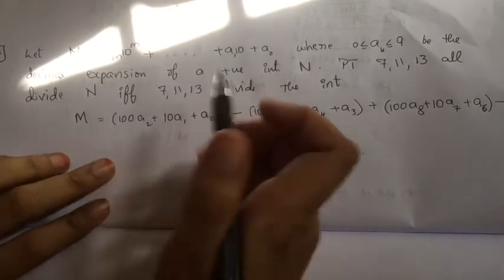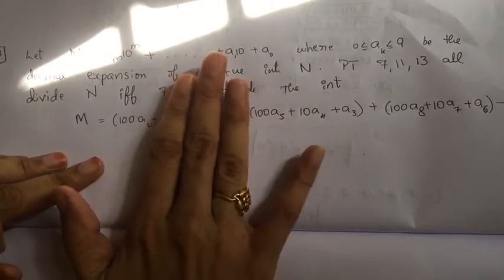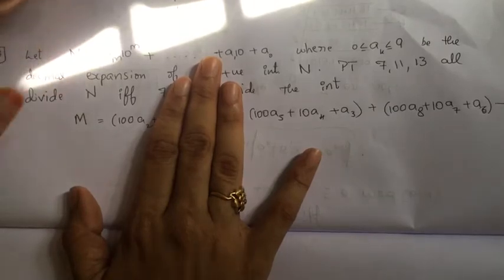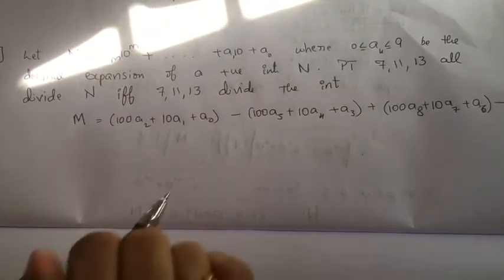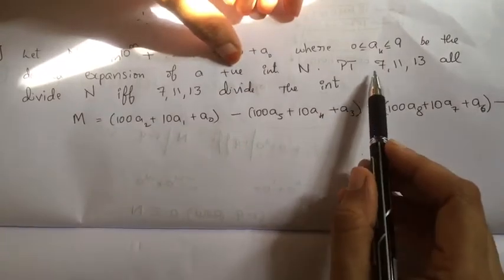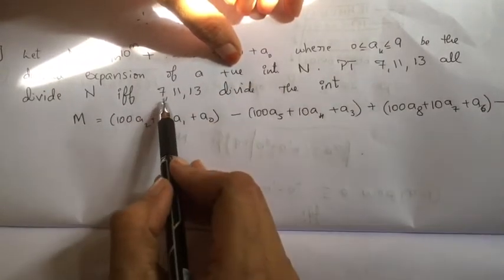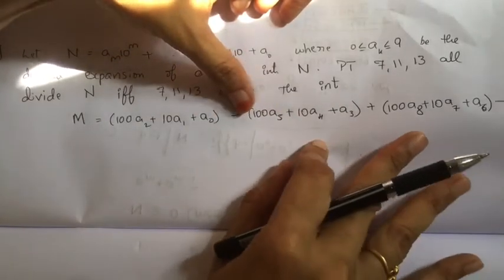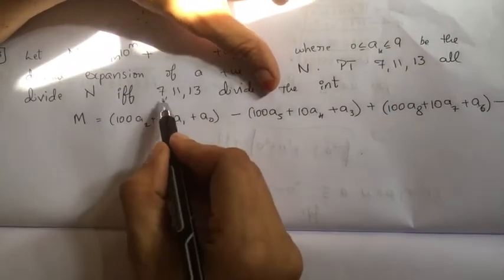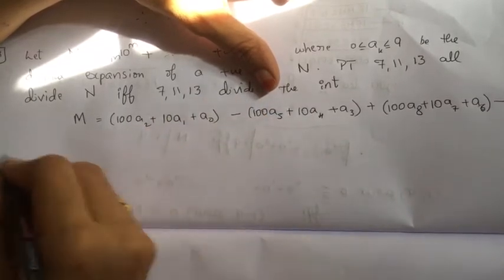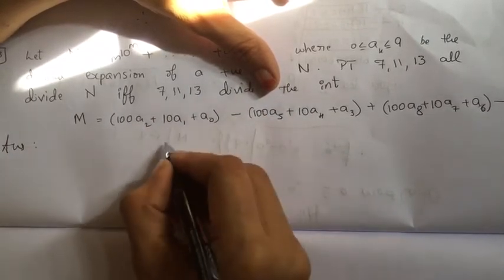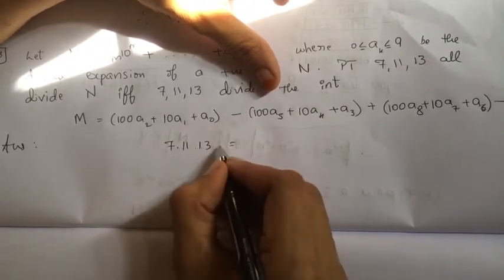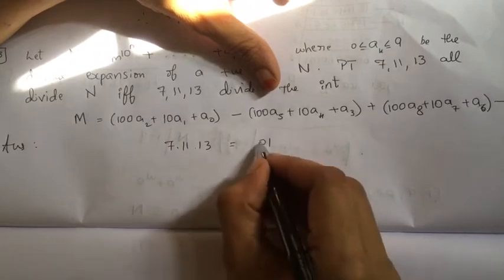First, let me calculate. See, if it is asked only to check whether it is divisible by 7, then you could have gone by the other earlier method. Now it is said that it is divided by all of 7, 11 and 13. Okay, so this has got a different divisibility test. First, let me take the product of these: 7 into 11 into 13, 77 into 13, that is 1001.